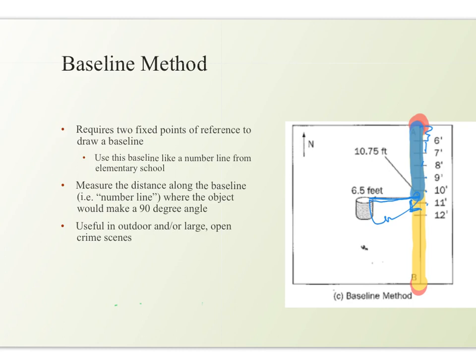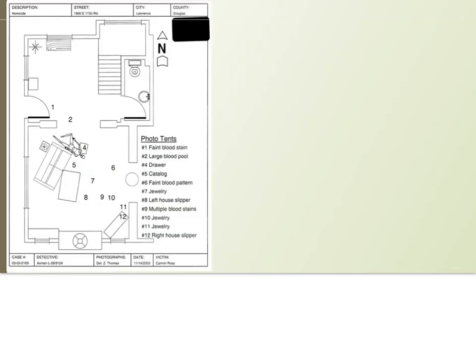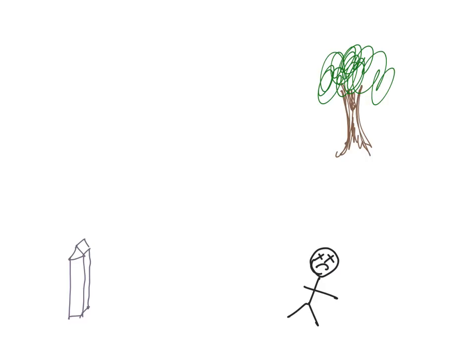So let's look at a specific example, like what we've been doing for the other methods. Okay, first of all, don't judge my drawing abilities. But in this instance, we're outdoors. You found a body, and we have two fixed immovable objects. We have a tree, and we have a statue. My version of a statue. Just something that's not going to be able to be moved. Those are what we're going to use for our fixed points of reference.